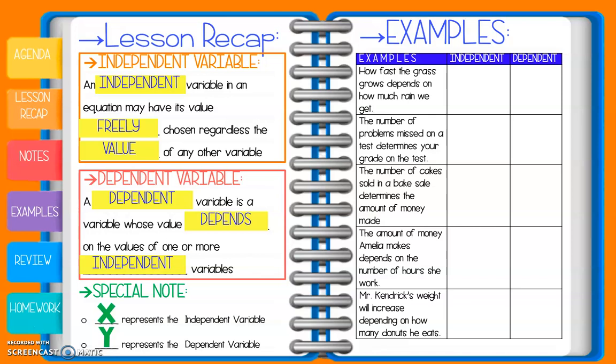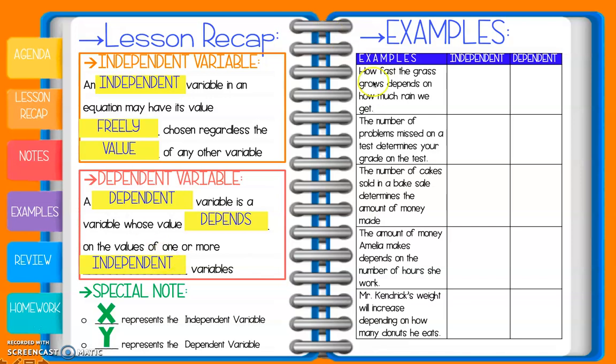So we're going to take a second here just to practice picking out independent versus dependent variables. And then here in a second, we're going to actually write the equations. So I always like to pick out the dependent variable first because it's easier to see what depends on something else, and then the other one is just your independent variable. So let's look at our first example here.